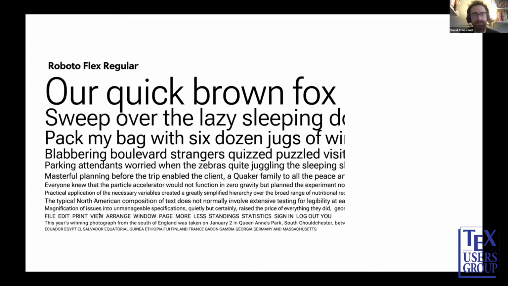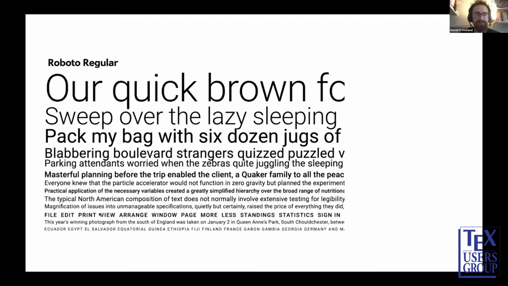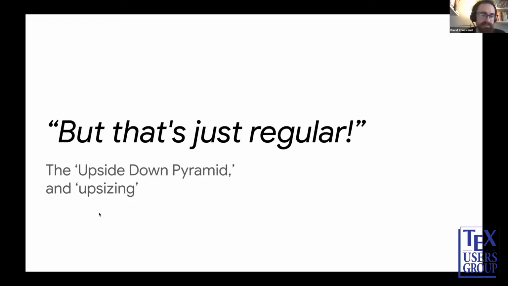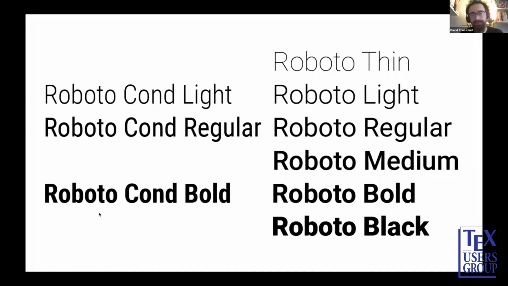So again, here's that kind of comparison of the smoothness. And now this is just for regular. So how does this relate to other styles? Well, originally, with Roboto, there was this very limited range of styles published. The condensed styles didn't have all of the weights, and you can see, subtle, but you can see the Roboto condensed bold is slightly heavier than the regular bold. Not as much as the black weight, but slightly.